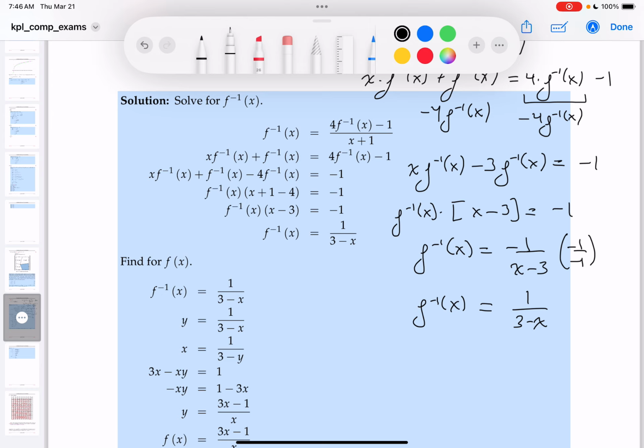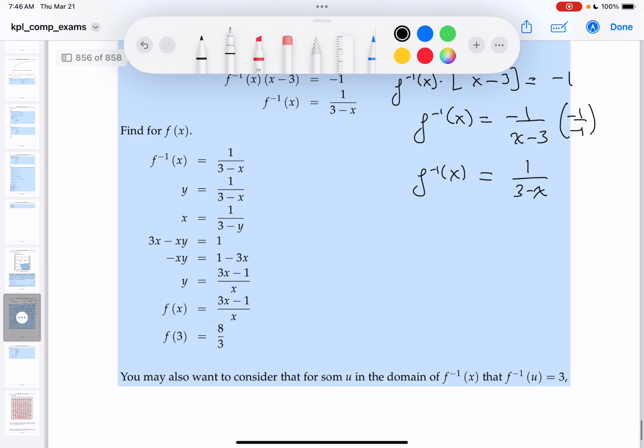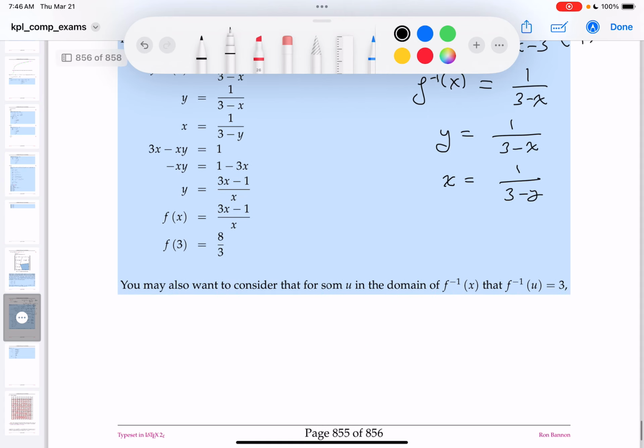All right? Then what do I do? I find out what f is. How do I do that? I find the inverse of f inverse, which is f. And how do you do that? Well, let's remind you. Set this to y, the function, by the way. Interchange x and y. And now solve for y. And what do you get?